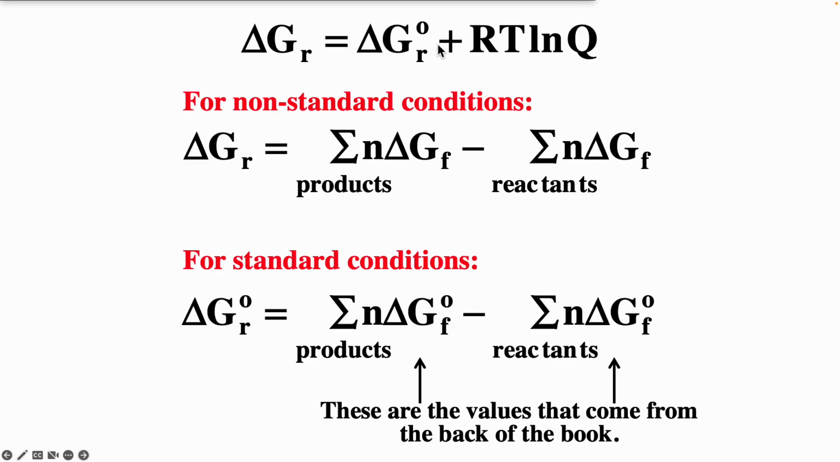And so delta G equals delta G standard plus RT natural log Q. Also, please remember, because Gibbs energy is a state function, we can do products minus reactants. And so we can actually do products minus reactants under standard conditions. This is if we want delta G naught for a reaction. And we can also do delta G for non-standard conditions.